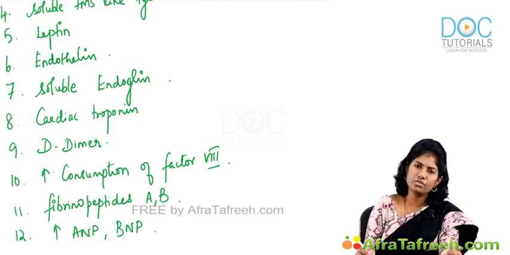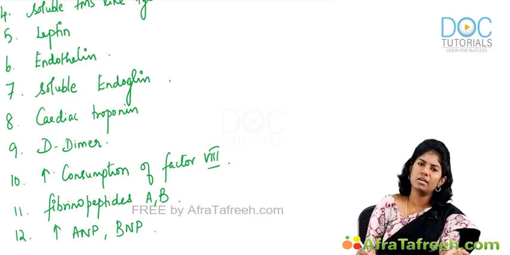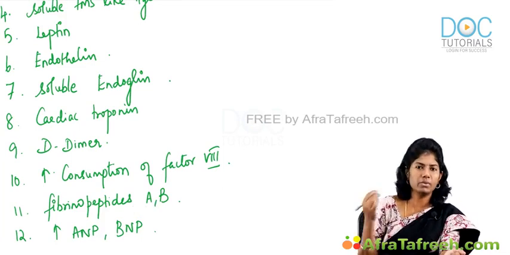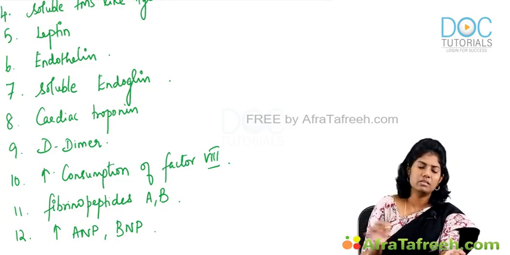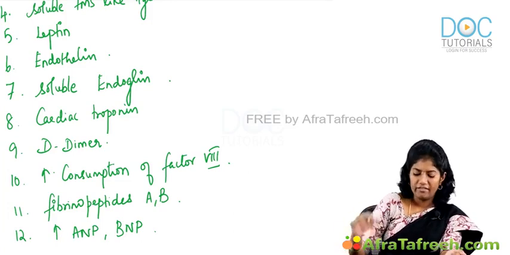I already told you this point under physiological changes of pregnancy. Atrial natriuretic peptide and brain natriuretic peptide are not much altered in normal pregnancy, but in those pregnancies which are destined to develop preeclampsia in future, these peptides are elevated.